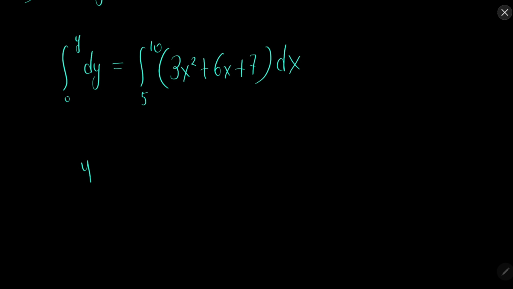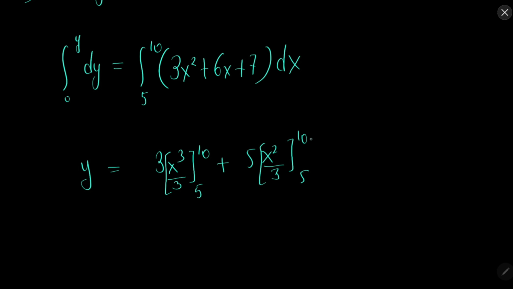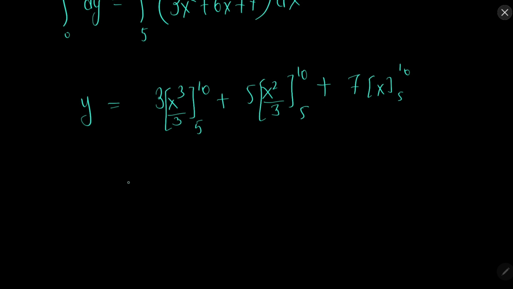So ultimately y will be equal to 3x cube over 3, where limit is 5 to 10, plus 6x square over 2, limit 5 to 10, plus 7x, limit 5 to 10. After putting everything, you will find the area equal to 1135 square units.